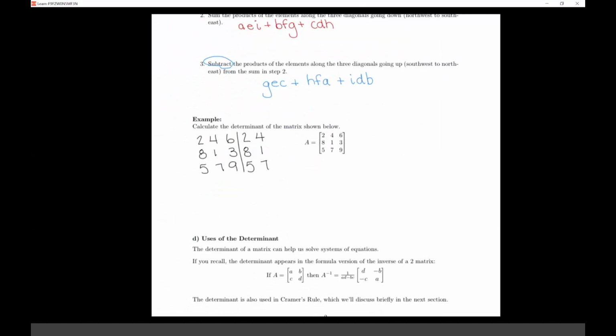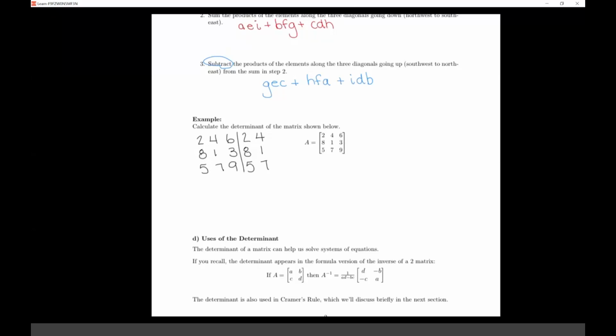Okay, and then I'm going to form first the downward diagonals. You'll notice if you look at the diagonals, you can't make a diagonal here. It's too short. The first diagonal you can actually make is the 2, 1, 9, because they have to have 3 entries on them. And then the second diagonal is 4, 3, 5.